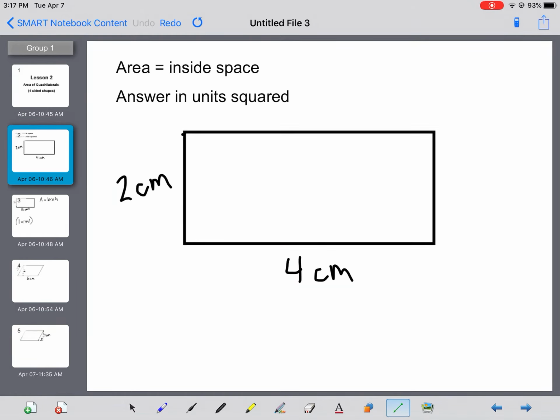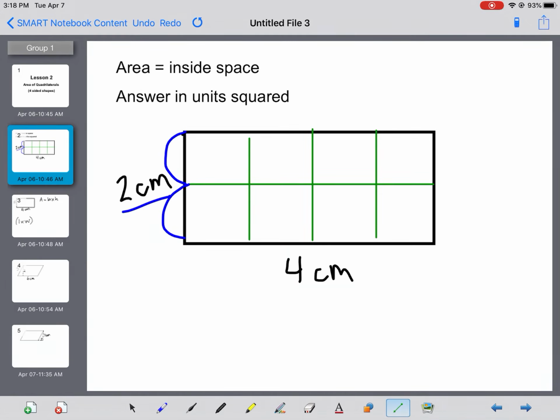And I'm going to draw some lines on this rectangle to help us understand how area works. Because we have a measurement of 2 centimeters on this side, I'm going to split the rectangle into 2 sections on this side, and then we have 4 centimeters going the other way, so I'm going to split it into 4 going this way, right? We have 1, 2, 3, 4 centimeters on this side. Now what I've really done is I've illustrated what area is and how we can figure out the answer to area questions.